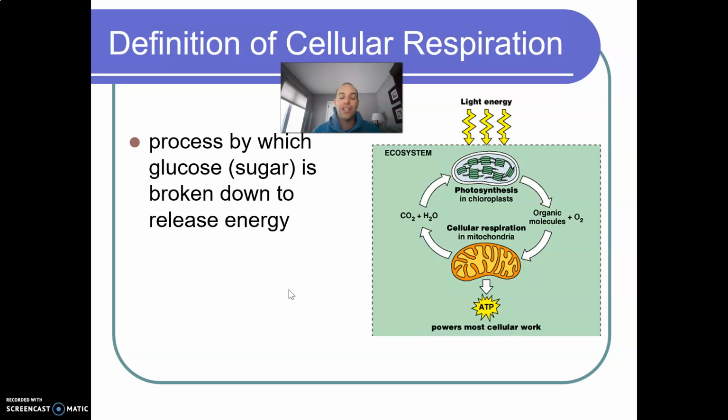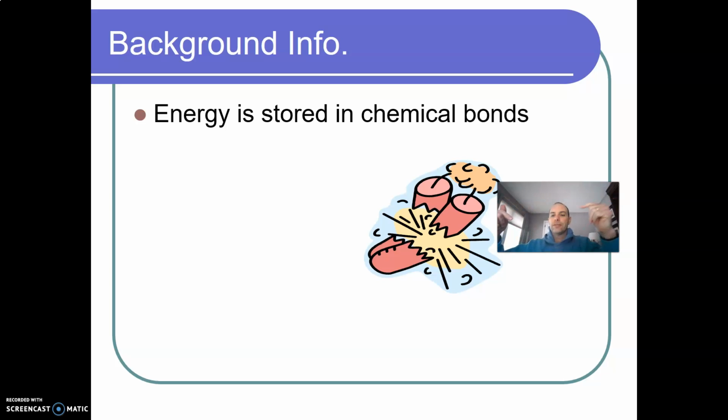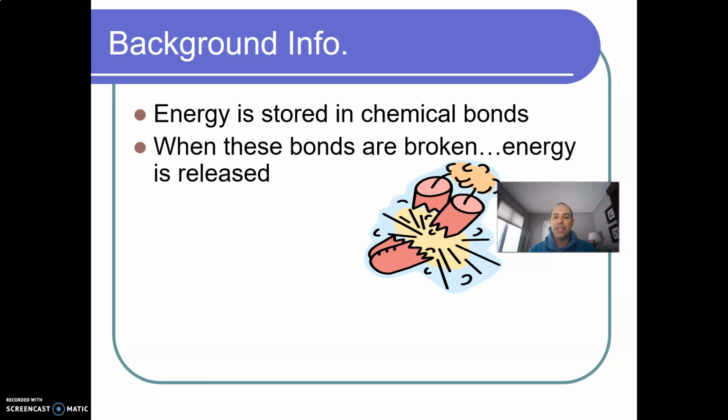So cellular respiration's definition is the process by which glucose or sugar is broken down to release the energy. It's the opposite of photosynthesis. Some people say cell respiration is photosynthesis backwards. Energy is stored in chemical bonds. So how do we get that energy? We have to break those chemical bonds, right? When those bonds are broken, energy is released, like ATP, adenosine triphosphate, 3 bonds. ADP, 2 bonds, okay?